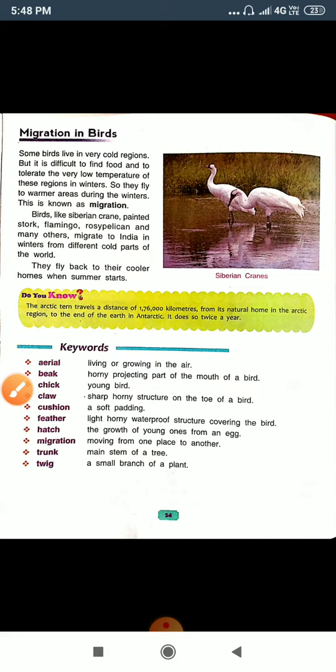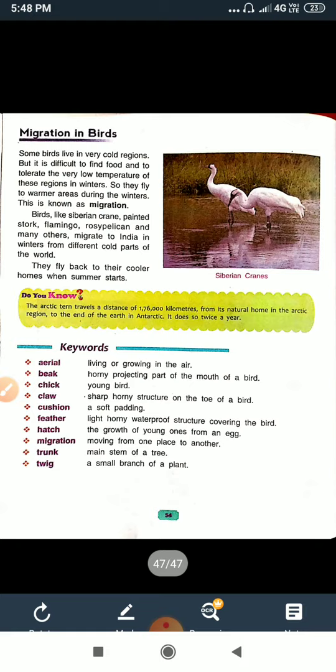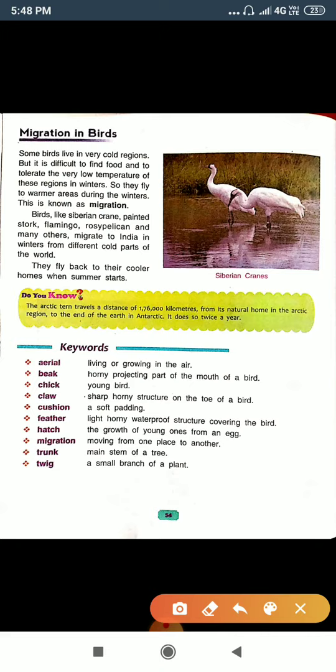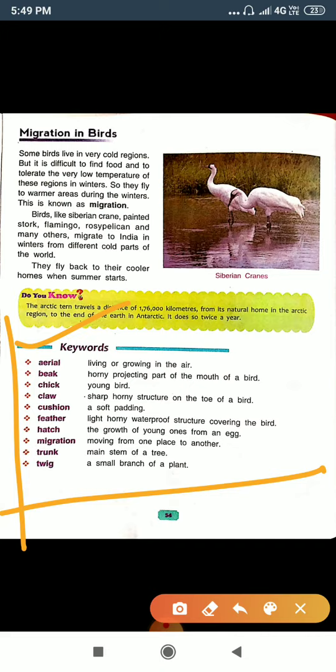I have completed all the points of the birds, and I hope now you are able to write the question answers of this chapter. And do you know what the homework for the day is? Today you have to draw the different types of nests. After that, you will draw the Siberian crane, a migratory bird. And after that, you will start to write the question answers. First of all, you will start from the keywords. So, you will write the keywords. And when you complete the keywords, then you will start exercises A, B, C, D, E.